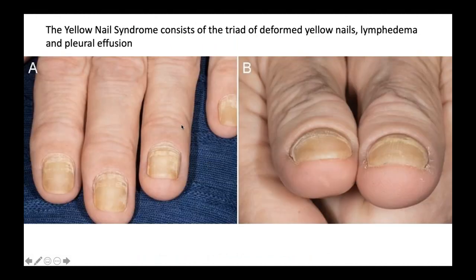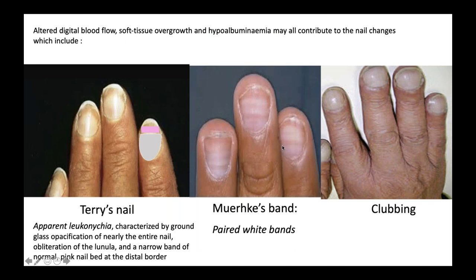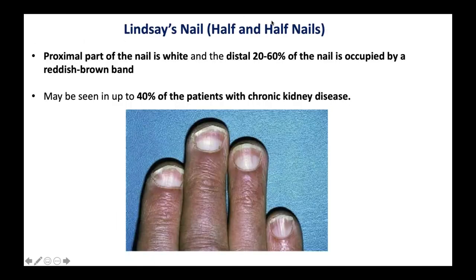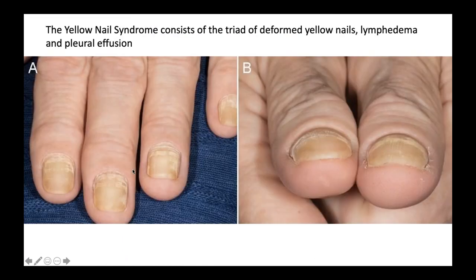Another important entity which could be confused, also because it's a named entity, is the yellow nail syndrome, and this consists of a triad of deformed yellow nails, lymphedema, and pleural effusion. So this is associated with respiratory diseases. So Terry's nails and Muehrcke's bands with liver disease, Lindsay's nails, also known as half and half nails, with chronic kidney disease, and the yellow nail syndrome associated with respiratory disorders.